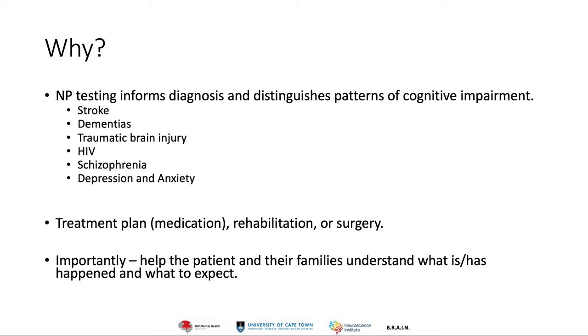So we now know that neuropsychological testing informs diagnosis and distinguishes patterns of cognitive impairment. When we say patterns of cognitive impairment, what do we mean by that? So here are some examples. In patients who've had a stroke, depending on where in the brain the stroke had happened and the severity of the stroke, the patient's behavior, thinking, memory, language, and other cognitive functions can be affected in mild or very severe ways. The symptoms that the patient presents with can also help to pinpoint where in the brain the stroke occurred. In the dementias, there will be differences between Alzheimer's disease, vascular dementia, Lewy body disease, and Parkinson's disease, for example, that impact treatment options and inform the patient and their family of future outcomes and rehabilitation options.